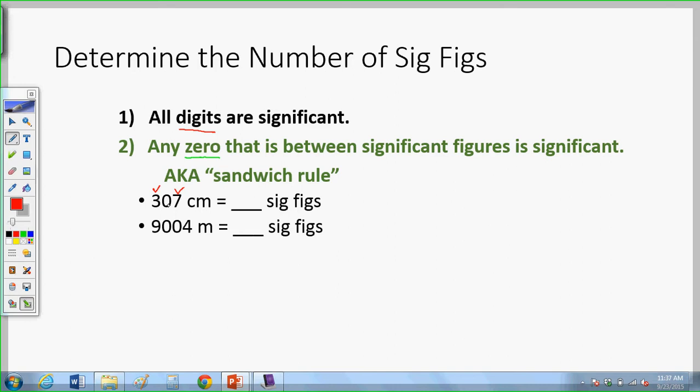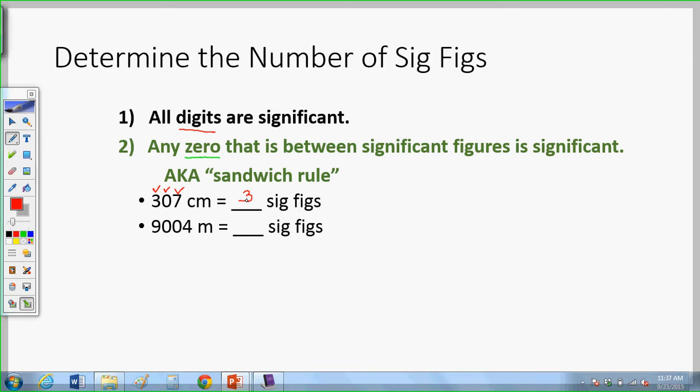Now, if you take a look at this 0, this rule applies. Any 0 that is between significant figures is significant. So this 0 is between these check marks. So I can apply the sandwich rule, and I can put a check mark above that 0, saying that it is significant. So there are 3 significant figures.